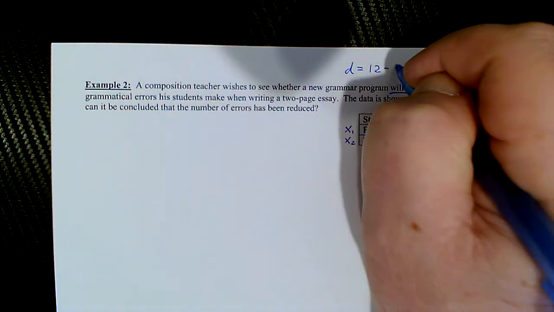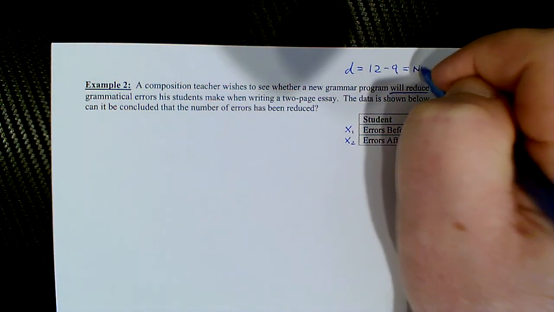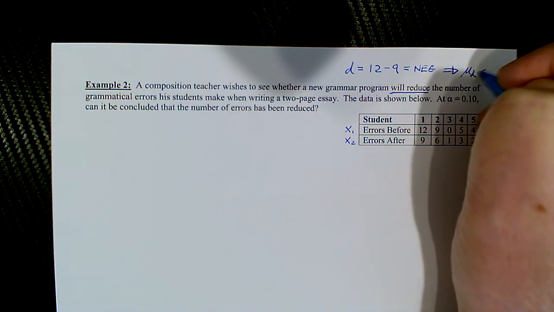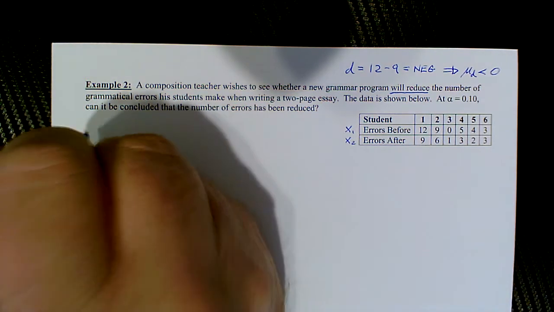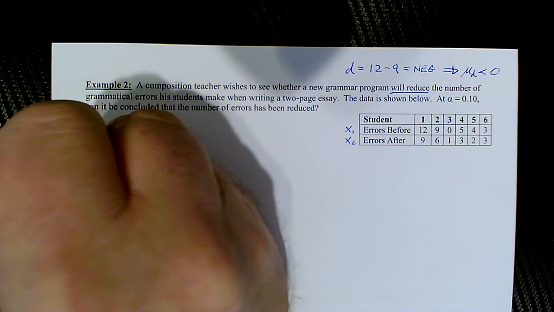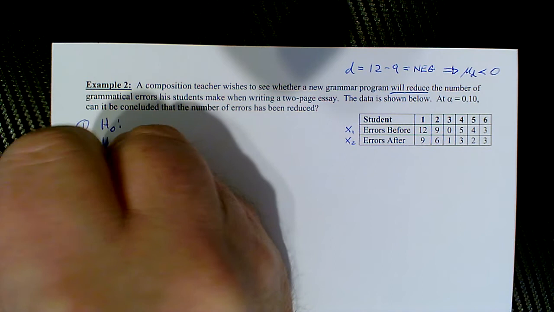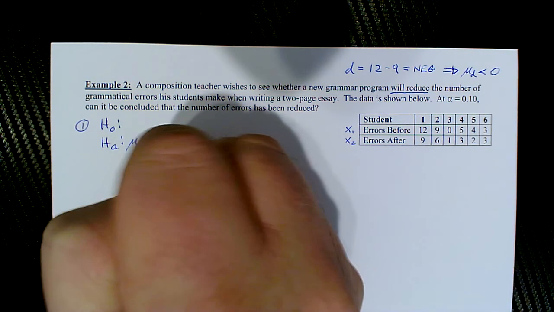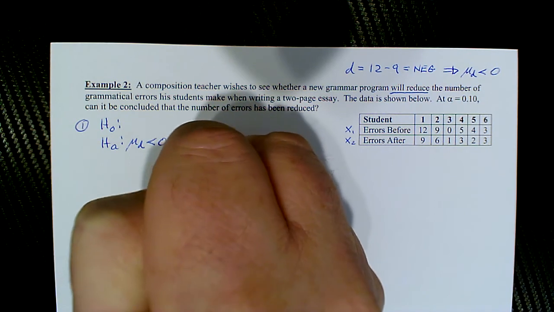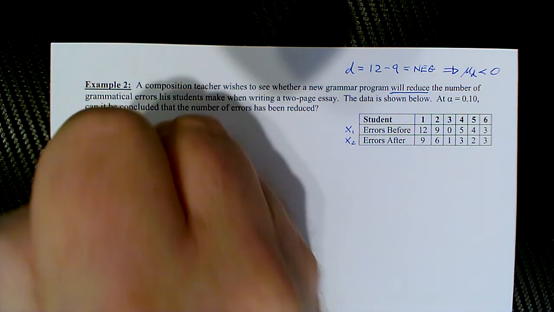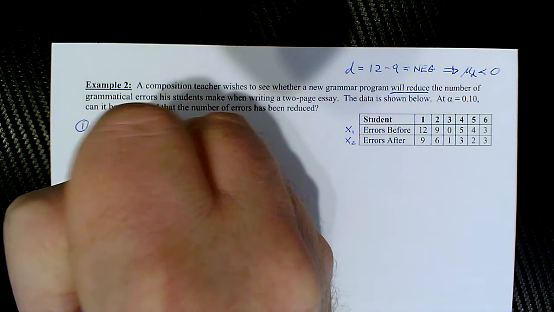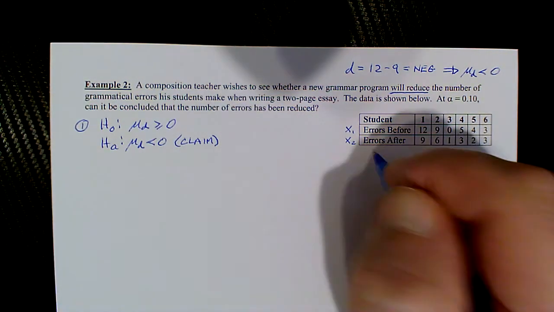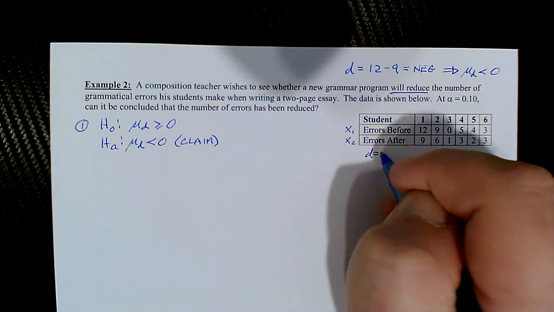Let's say the first one, 12 minus 9. So that's going to be a negative number. So therefore, mu sub d would be less than 0. Is going to be the claim. So for H0 and HA, mu sub d is less than 0, being the claim, goes with the alternative. And so mu sub d is greater than or equal to 0 goes with the null. Now what we want to do is calculate the differences for each matched pair.